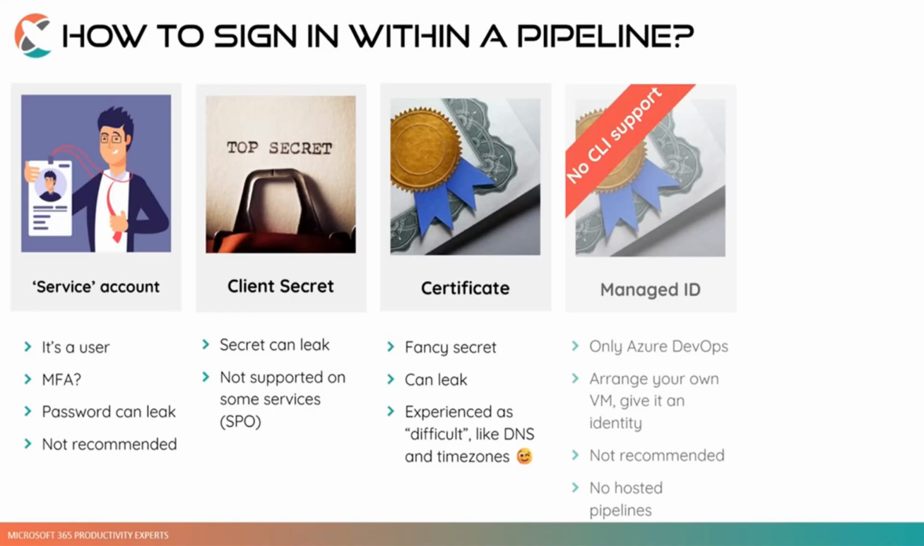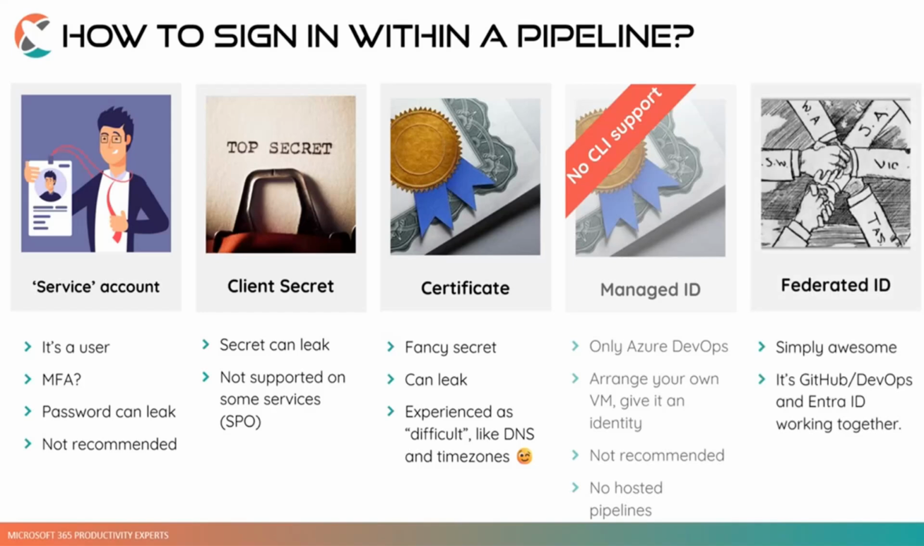Really, the best way to do this is called Federated Identity. And this is a feature that's been offered by Microsoft for, I think, two years or something like that, maybe a bit longer. And Federated Identity is really just awesome. It's actually more of a contract between multiple parties, like a contract between Entra ID and GitHub working together to authenticate, to allow certain build pipelines to deploy stuff to Microsoft 365 or to any other place.